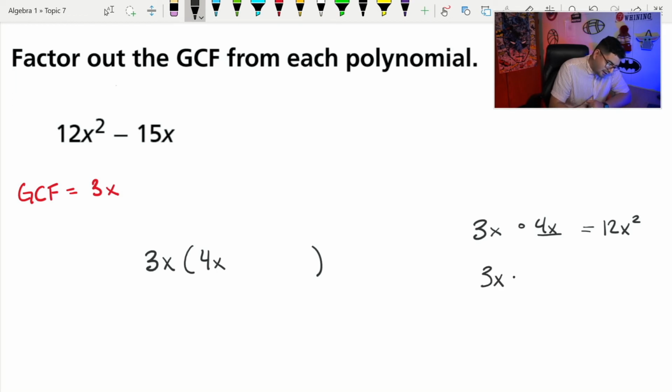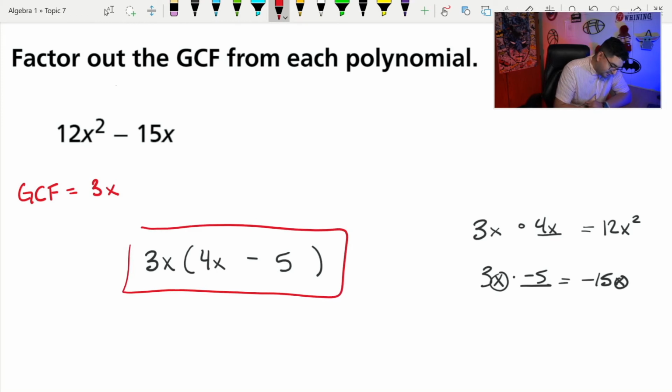Now 3x times what will get me a negative 15x? And for this one, really, the x is there. The x didn't change. But how do I turn a 3 into a negative 15? Well, I've got to multiply by negative 5. So, negative 5. And this is what happens when we factor out 3x from 12x squared minus 15x. That is exactly what I needed to see. I could double check this by distributing, and you'd see that you get 12x squared minus 15x.